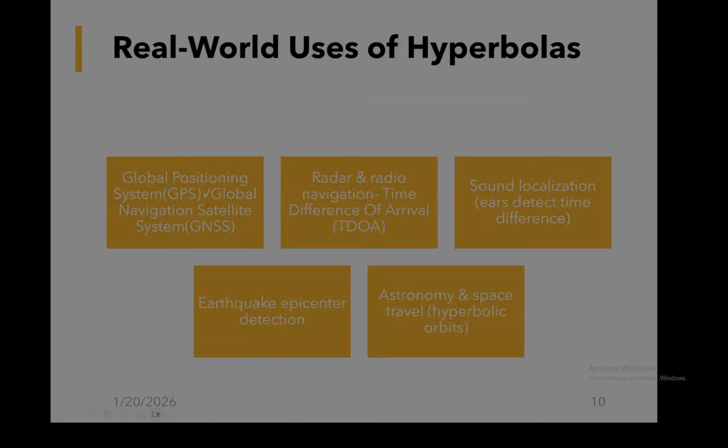Real life use of hyperbola: the global positioning system. You talked about GPS already. There's also a global navigation satellite system, like GNSS. This system is the biggest system, and GPS is part of it, right? This is talking about global.